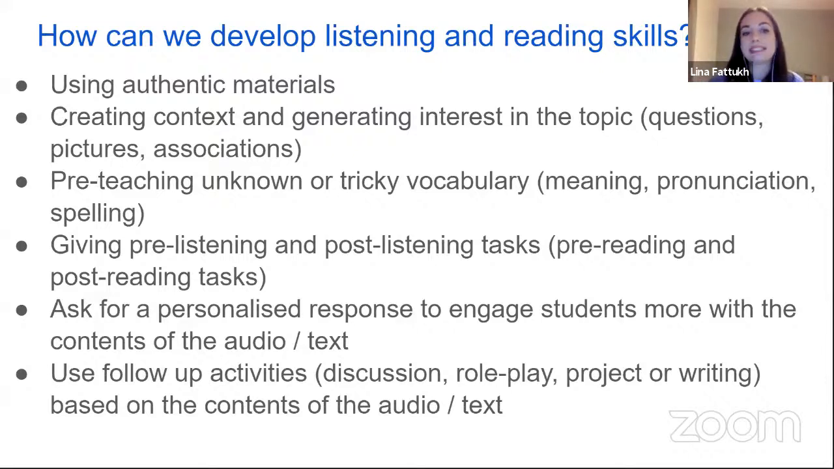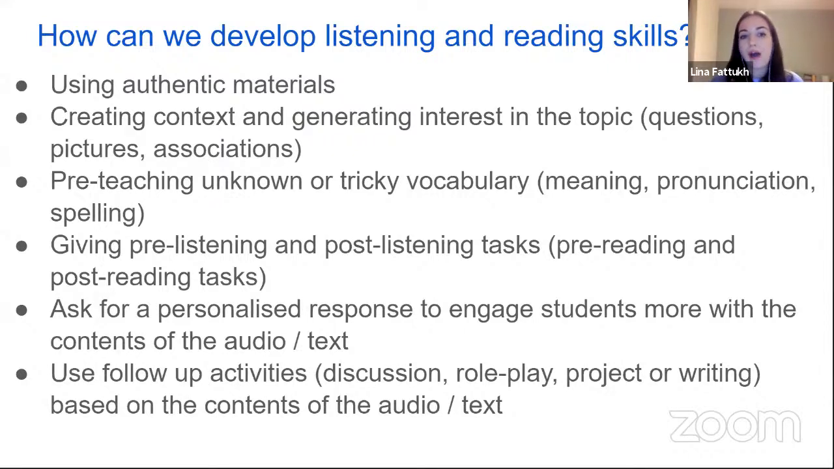We need to pre-teach the unknown or tricky vocabulary. So we need to make sure that the students understand the meaning of some unknown words that they're going to listen to or read about. And in the vocabulary, any kind of vocabulary, we always focus firstly on meaning, second on pronunciation, and third on spelling.